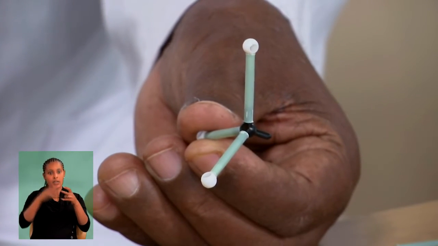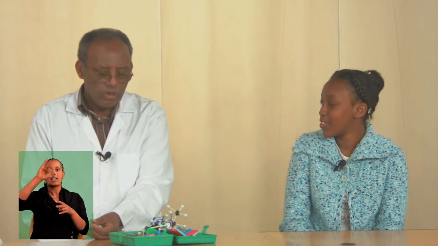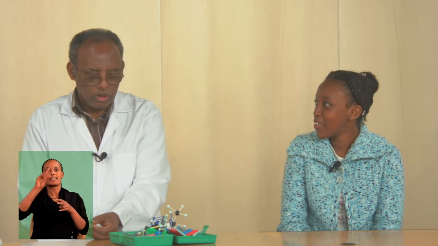How many types of bonds do you know? Two. Can you name them? Ionic bond and covalent bond. Covalent bond. Can you explain what covalent bond is all about? Covalent bond is created when we share electrons, for example, in water. When they share electrons, okay.